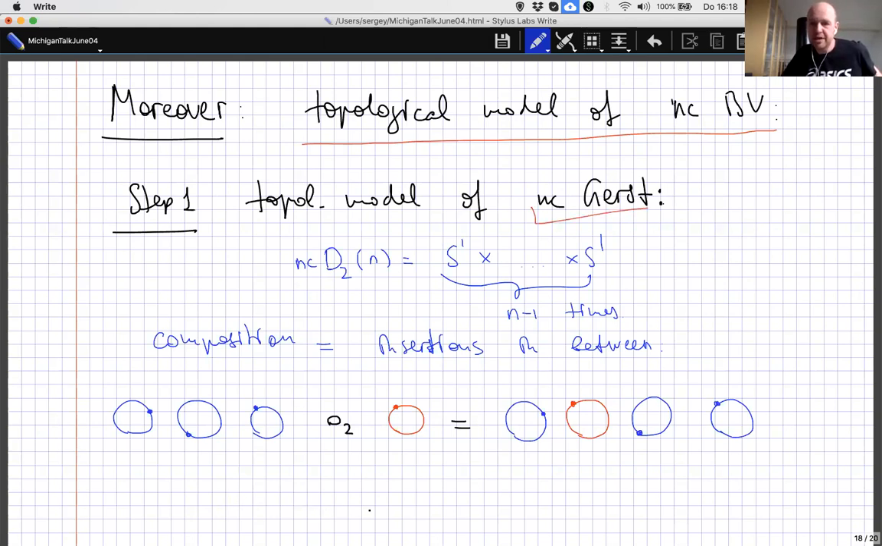So for nc-Gerstenhaber, I want to discuss not framed disks. By the way, maybe I should mention, let me go a bit back, because I didn't mention the Gerstenhaber version of these framed little disks. So I go back to the framed little disks that I had there.